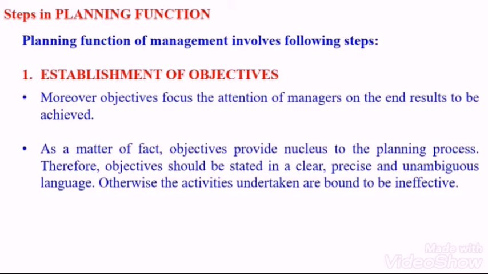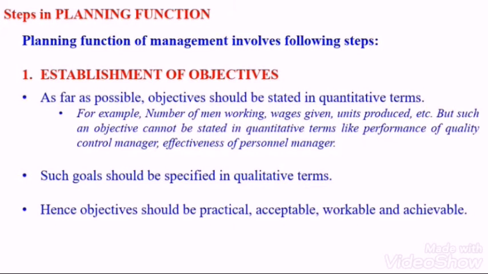Therefore, objectives should be stated in clear, precise, and unambiguous language. Otherwise, the activities undertaken are bound to be ineffective. As far as possible, objectives should be stated in quantitative terms, for example, number of men working, wages given, units produced, etc. But some objectives cannot be stated in quantitative terms, like performance of quality control manager, effectiveness of personnel manager. Such goals should be specified in qualitative terms. Hence, objectives should be practical, acceptable, workable, and achievable.